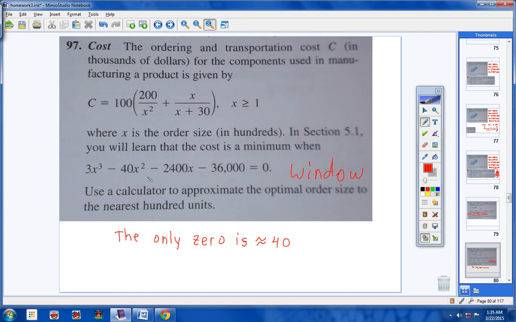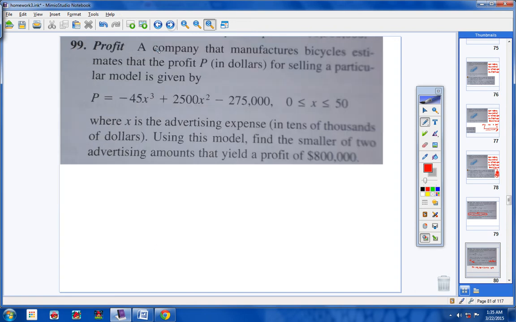You cannot use the quadratic formula because you don't have a quadratic. You've got a third degree. You have a cubic function. Okay? So the only zero that satisfies this equation is approximately 40. So that would be the optimal order size to the nearest 100 units, by the way. So it'd really be add 2 zeros to that. 40 hundreds would be 4,000. Alright? Okay, moving on to number 99.